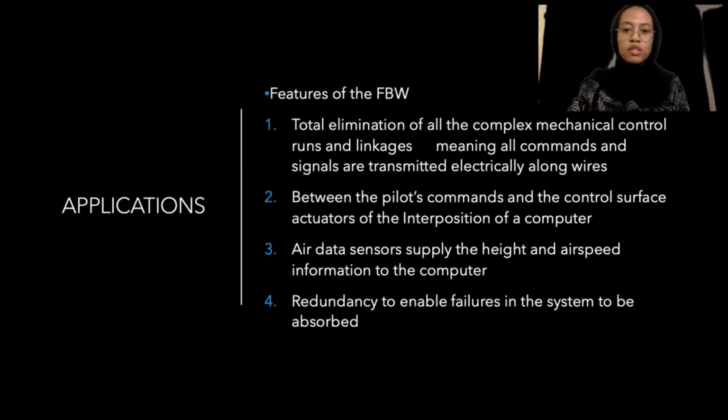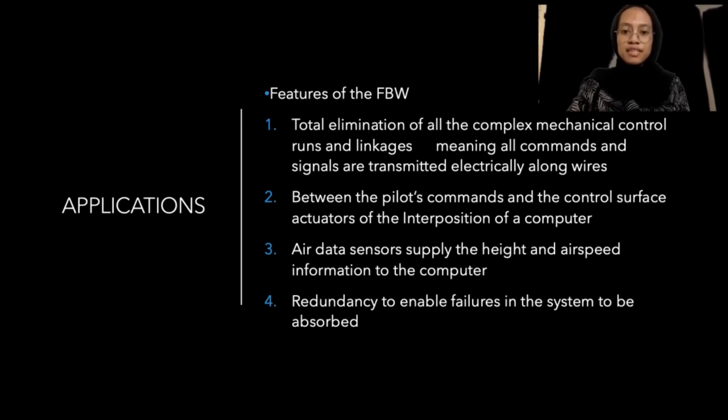Next is the interposition of a computer between the pilot's commands and the control surface actuators. The control surfaces consist of a two-stage servo system with the fly-by-wire servo actuators. So what are actuators? An actuator is a mover that can control or move the system. It also senses feedback of the components of aircraft angular and linear motion.